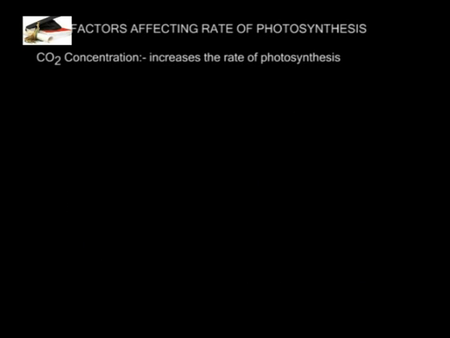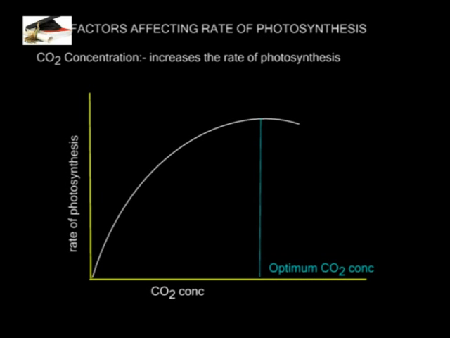Carbon dioxide concentration. Now, the amount of carbon dioxide in the atmosphere is about 0.03% and does not vary very much. Under controlled conditions like greenhouse, an increase in carbon dioxide concentration results in a linear increase in the rate of photosynthesis up to a certain level when it slows down and finally levels off.